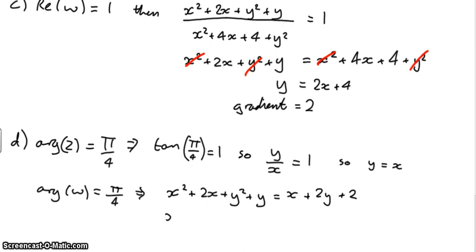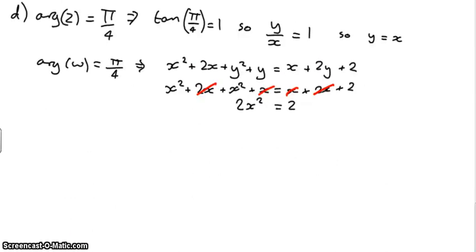So, once again, we can start to simplify here. x equals y, so we can replace every y with an x. We get x squared plus 2x plus x squared plus x equals x plus 2x plus 2. Lots and lots of cancelling. Well, cancel the 2x's anyway and the x's. So we get 2x squared equals 2, which conveniently tells us that x squared equals 1.